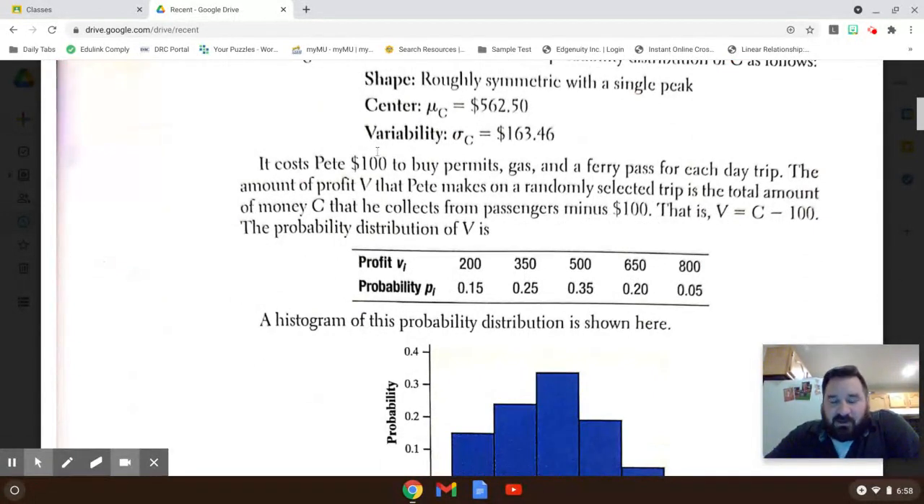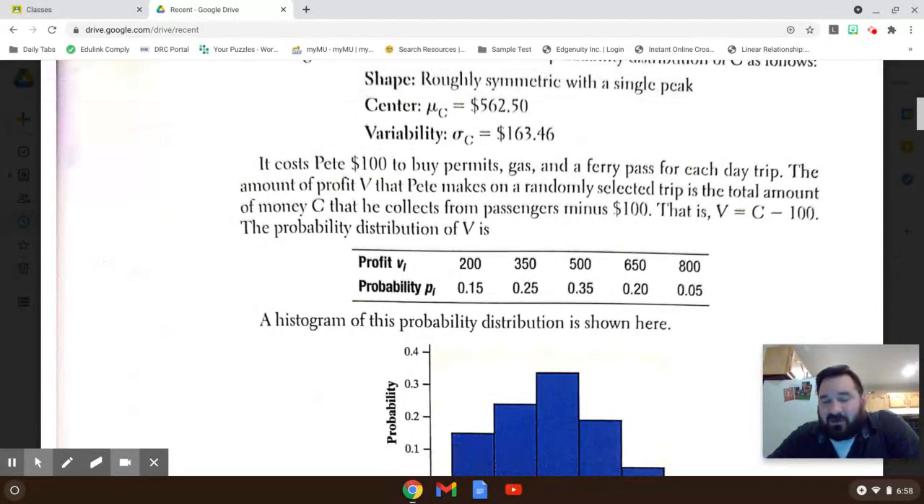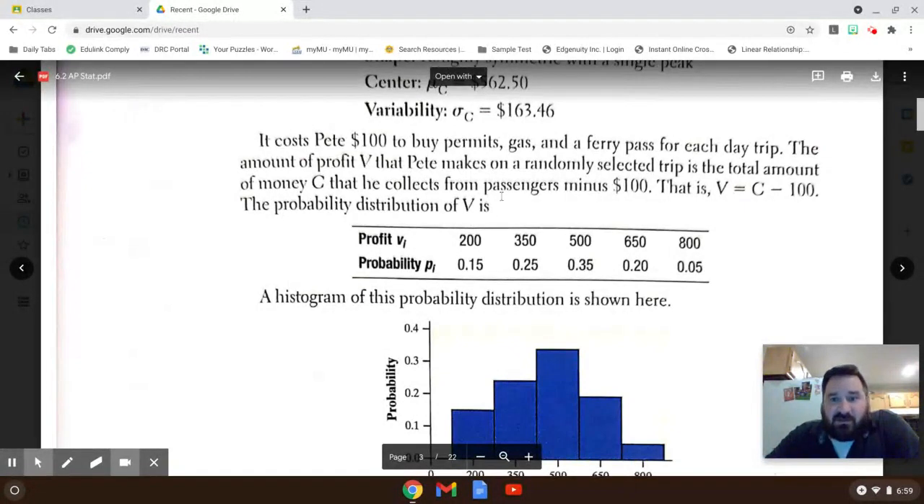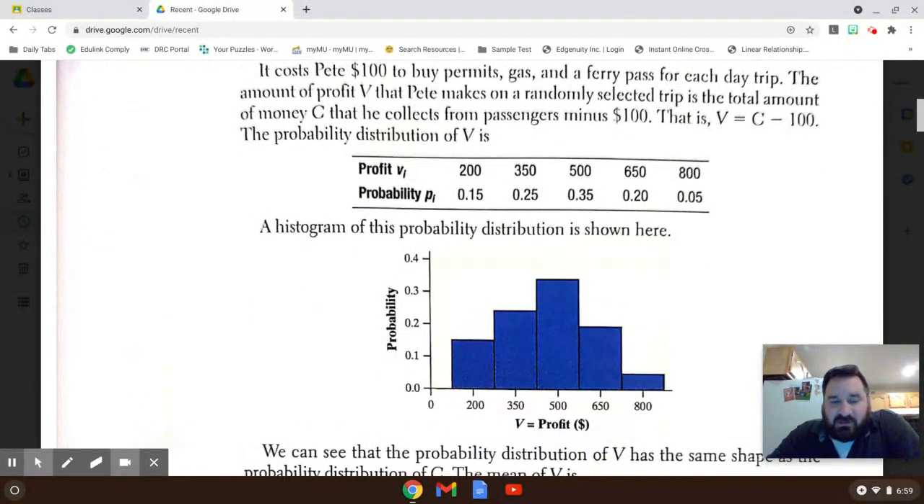So here's where we're going to transform it. It costs Pete $100 to buy permits, gas, and a ferry pass for each day trip. So now this is like cutting off of Pete's take here. So instead of him making actually $300 on the 2-person trip, he only makes $200 because he has to pay for this stuff. Instead of $450, it's $350. Instead of $600, it's $500. So what does that do to our distribution? Well, it just shifts it down.